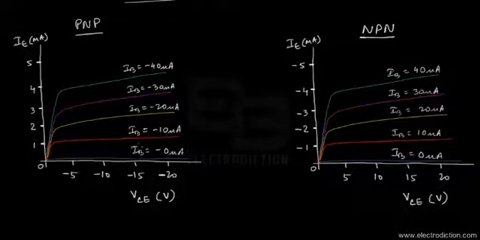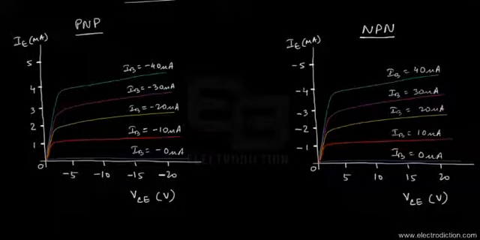You can see that there are different curves for different values of the base current. As the base current goes on increasing, the curves become higher, and of course the amount of emitter current increases. So it's not all that different from what we saw in the case of the collector for the common emitter configuration of the BJTs.